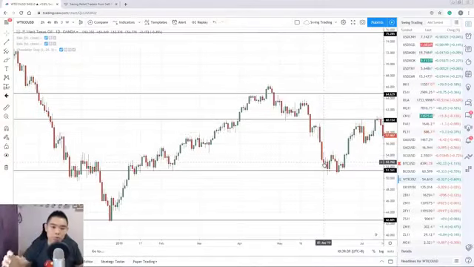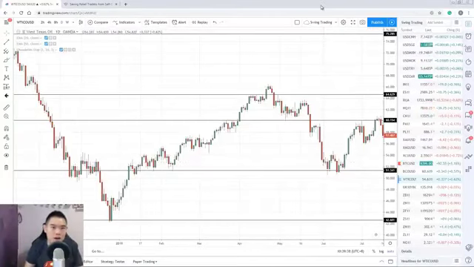Usually with the power move, the candles are just one colored candles, and the range of the candles, the body, is pretty large. So that's what I mean by a strong power move.